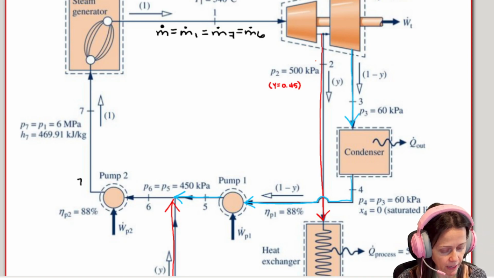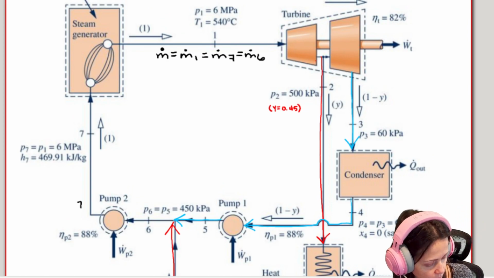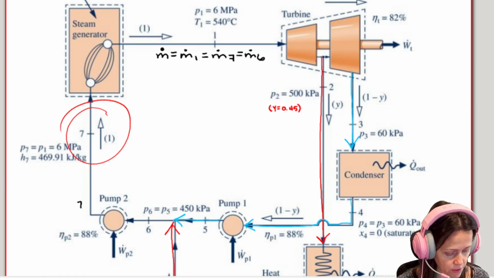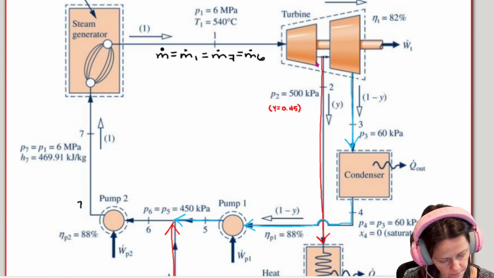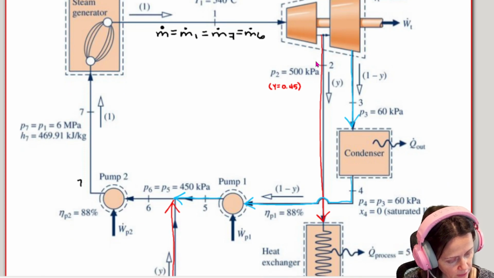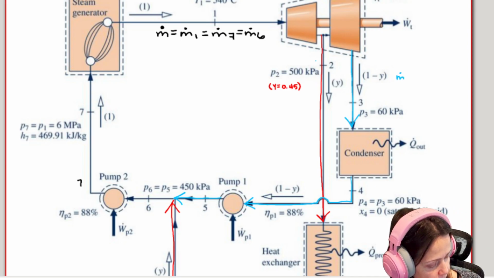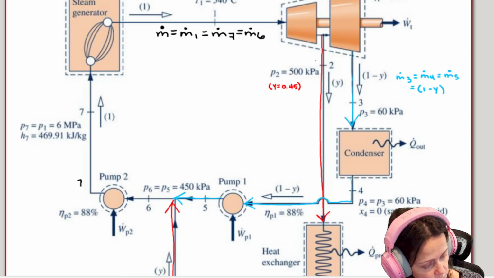All along the black line, so m dot 1, tracing it back, 7, 6, those are all the same mass flow rates. And along the blue line, m dot 3, 4, 5, those are all the same. It's just a fraction of that full mass flow rate.